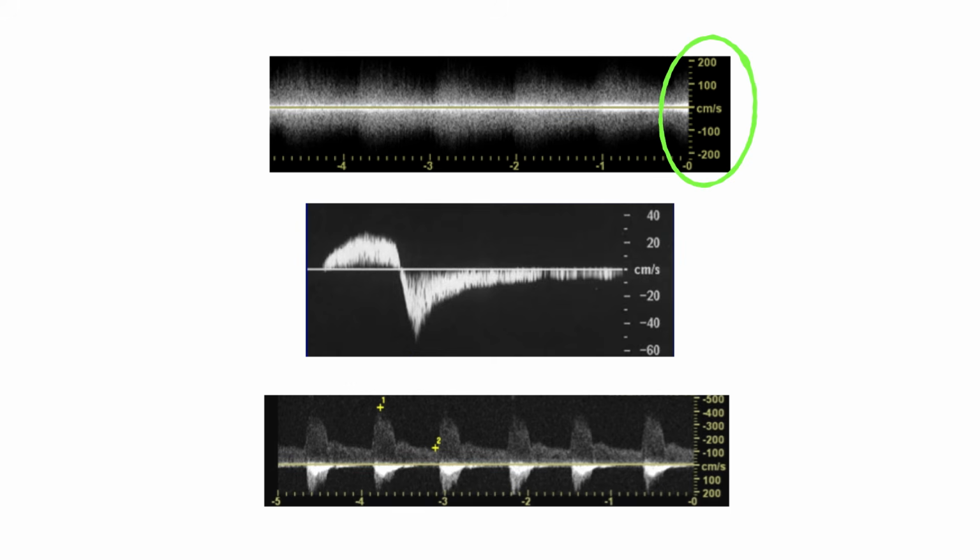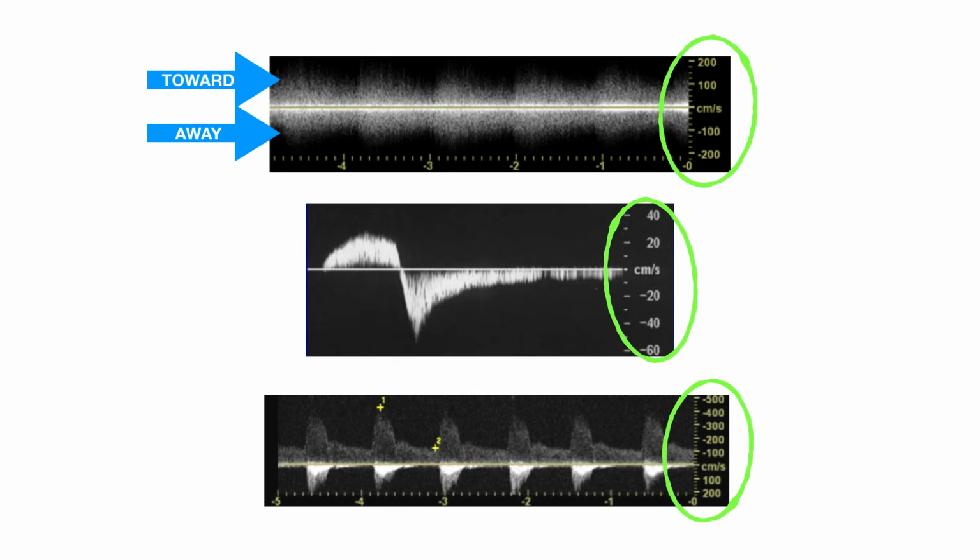So here is where we're going to find the positive or negative, the towards or away. Positive is towards, negative is away, right? Here we have our positive numbers on the top of the baseline, so all this flow on top of the baseline is going towards the transducer. Our negative numbers are on the bottom of the baseline, so all of that flow below the baseline is going away.